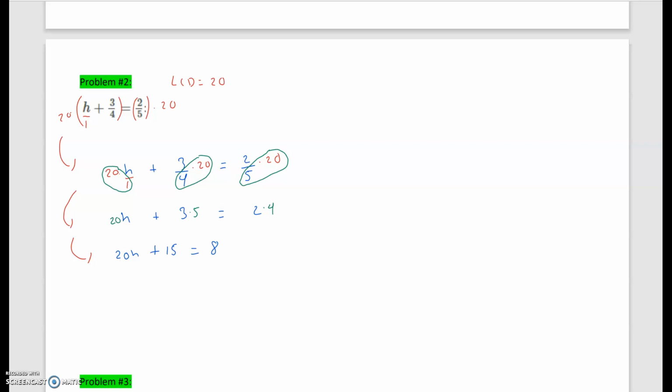And let me wait a minute. So what we're doing here is by multiplying by the LCD, all your fractions cancel. But remember that every element of the equation needs to be multiplied by the LCD. And then at this point, let me subtract the 15.